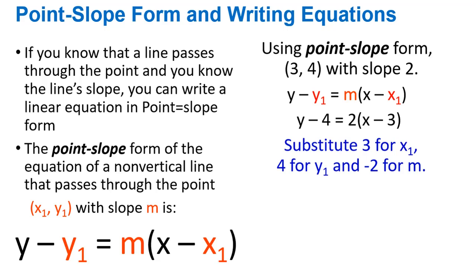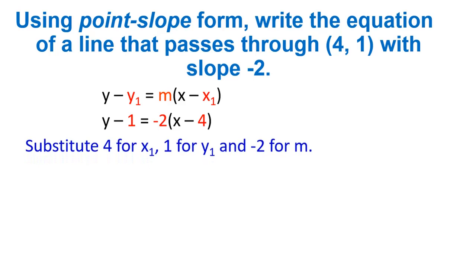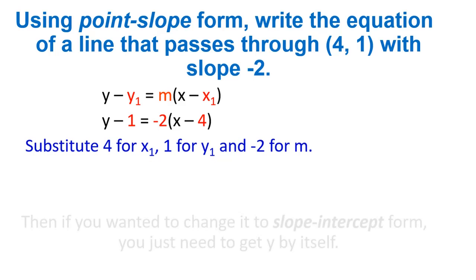So let's try this one. Here I've got the point (4, 1) and the slope negative 2. So I'm going to replace the 4 and the 1, and then I'm going to replace the m, and I've got my equation. And then if in fact I want to write it in slope-intercept form, all I've got to do is distribute the negative 2 and then get y by itself.